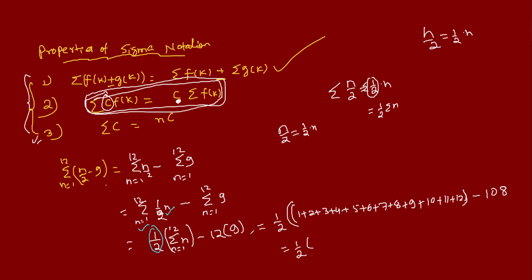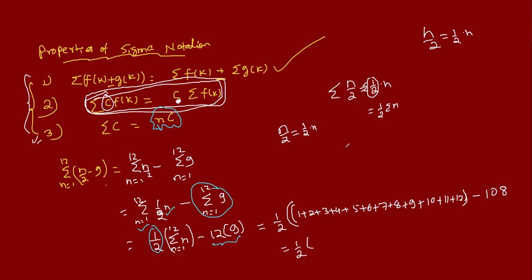Where did you get minus 108 from? Minus 108, because this is what? Minus 6. Minus 9. Minus 9 is what? n into 9. n is 12, right? Yes. And add all these terms. How will you add?